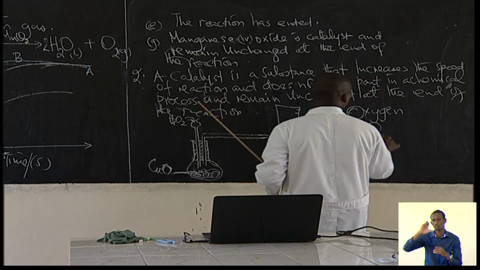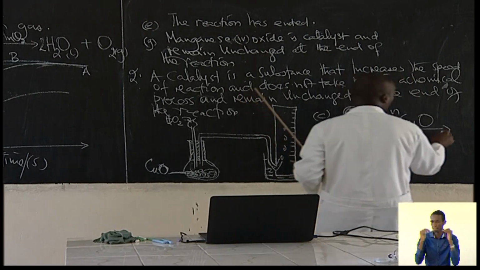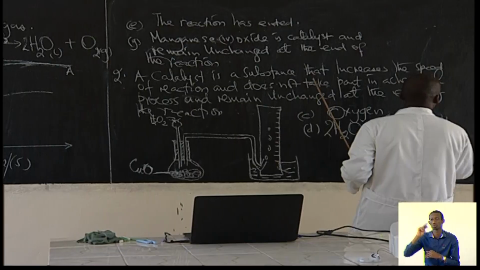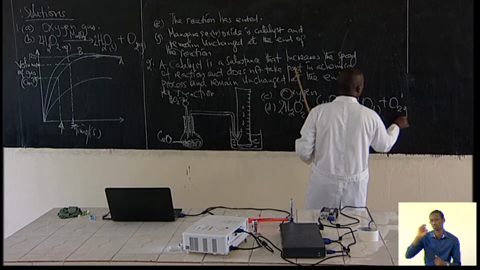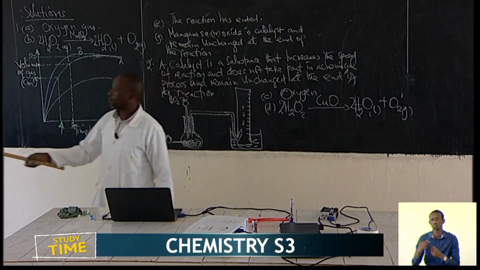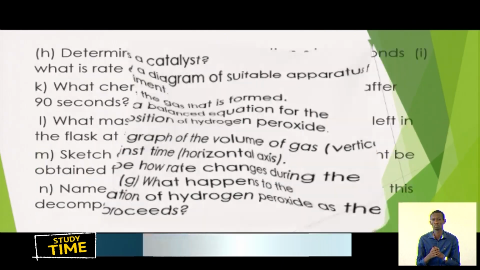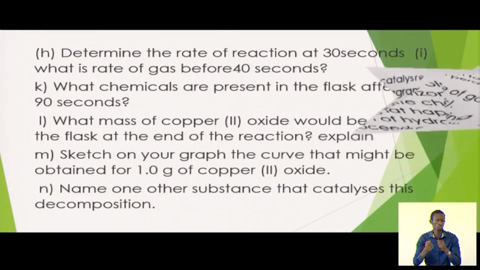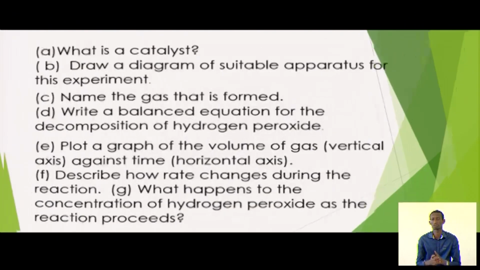So balanced. This time we'll have copper 2 oxide. That is the only difference that we have. Oxygen. This is water, and the oxygen gas that we are collecting there. And then you have to plot a graph of the volume of the gas. I said you already have the sketch graph of that reaction.